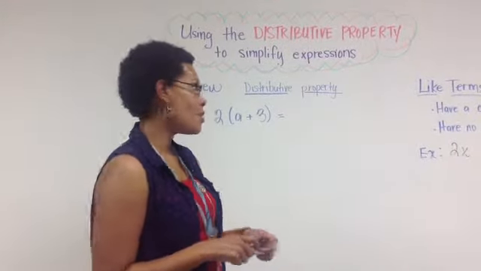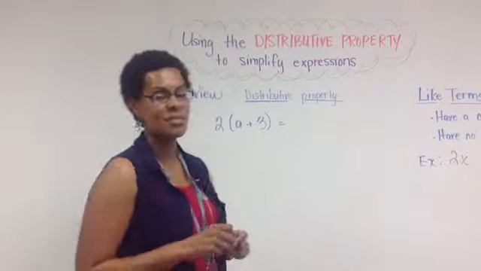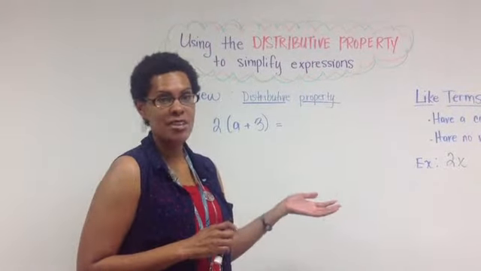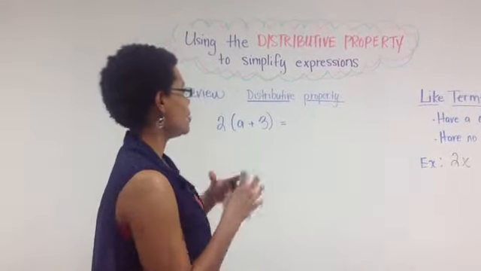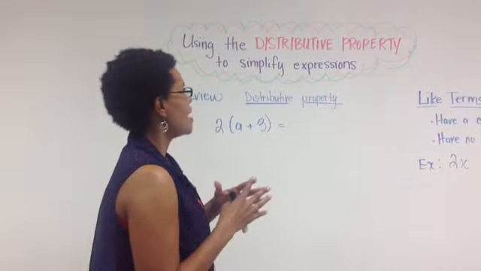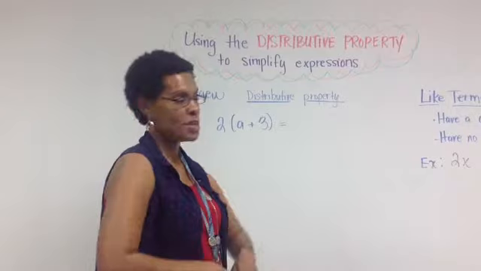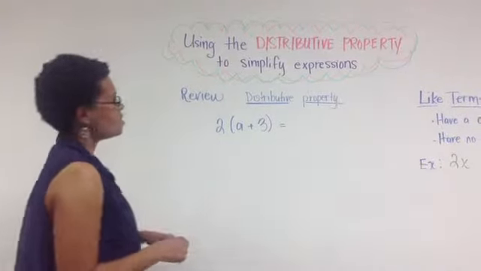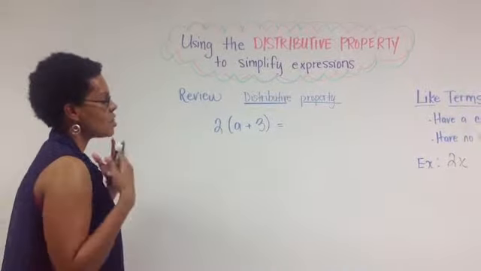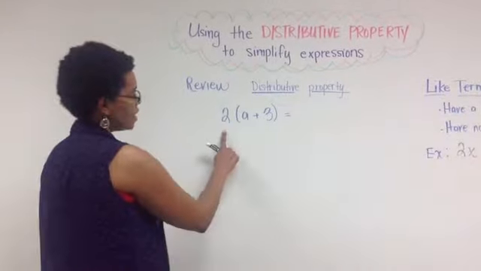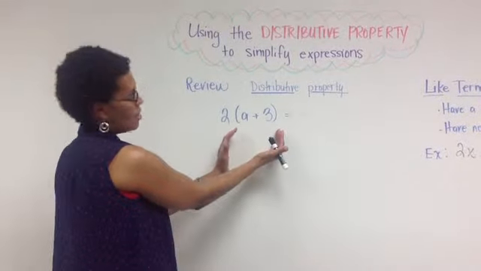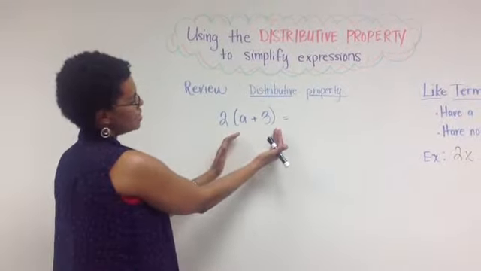Hello, today we're going to talk about using the distributive property to simplify expressions. Prior to today, we've talked about how you can combine your like terms, and we're just going to add another layer onto that with the distributive property. If you remember, the distributive property states that you get the same result multiplying a number by a sum or a difference in some cases.